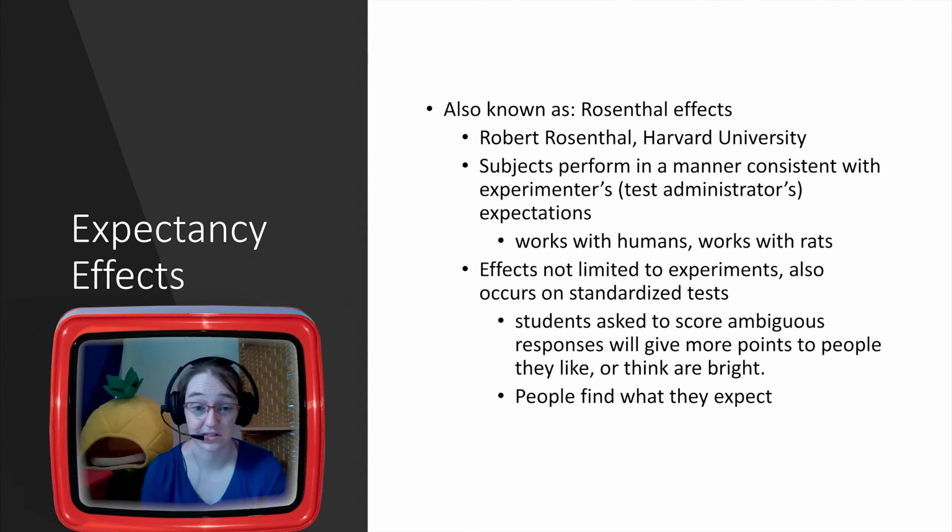They saw this in humans. They saw this in rats. It's not limited to experiments. This also occurs on standardized tests. So students asked to score ambiguous responses will give more points to people they like or think are bright. That's why blind grading is really important, and people tend to find what they expect.